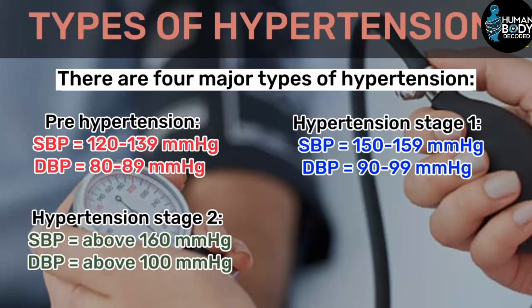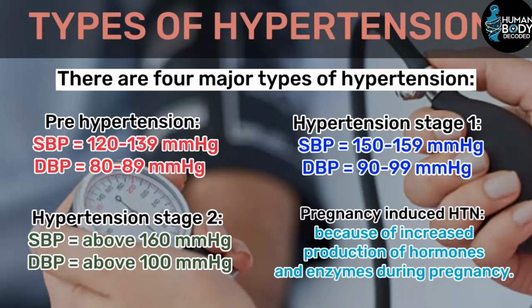If someone's systolic blood pressure goes above 160 and the diastolic blood pressure goes above 100, then we say that this person is a patient of hypertension stage 2. We have another category of blood pressure, which is pregnancy-induced hypertension. In this, females who become pregnant experience a lot of hormonal changes in their bodies. When many hormones are produced in the body, it causes the blood pressure to increase. So we call it pregnancy-induced hypertension.